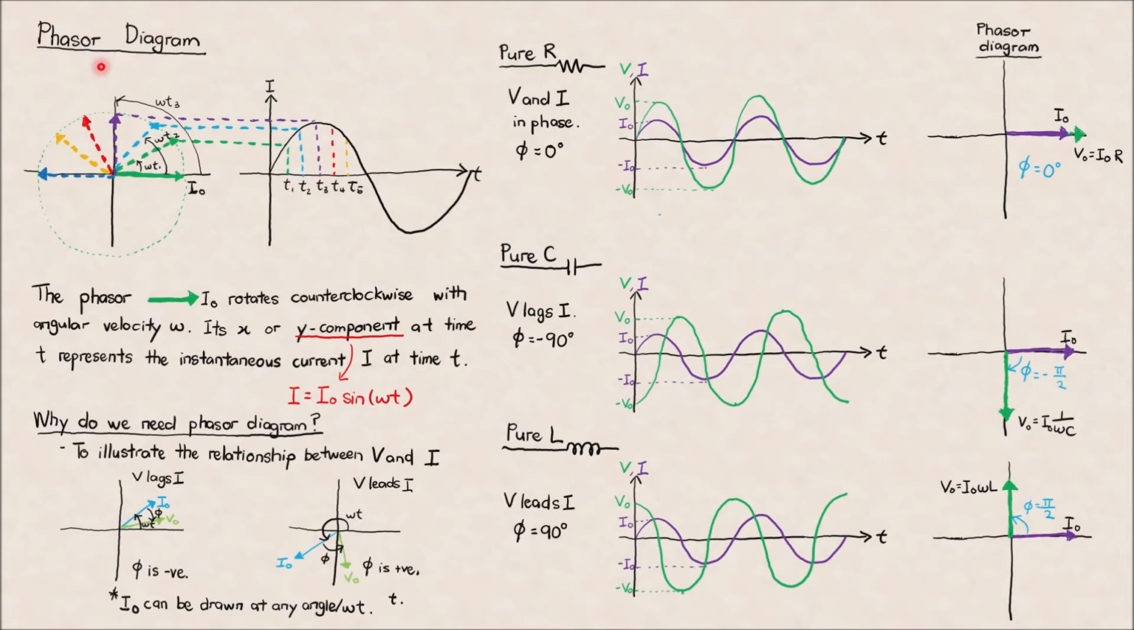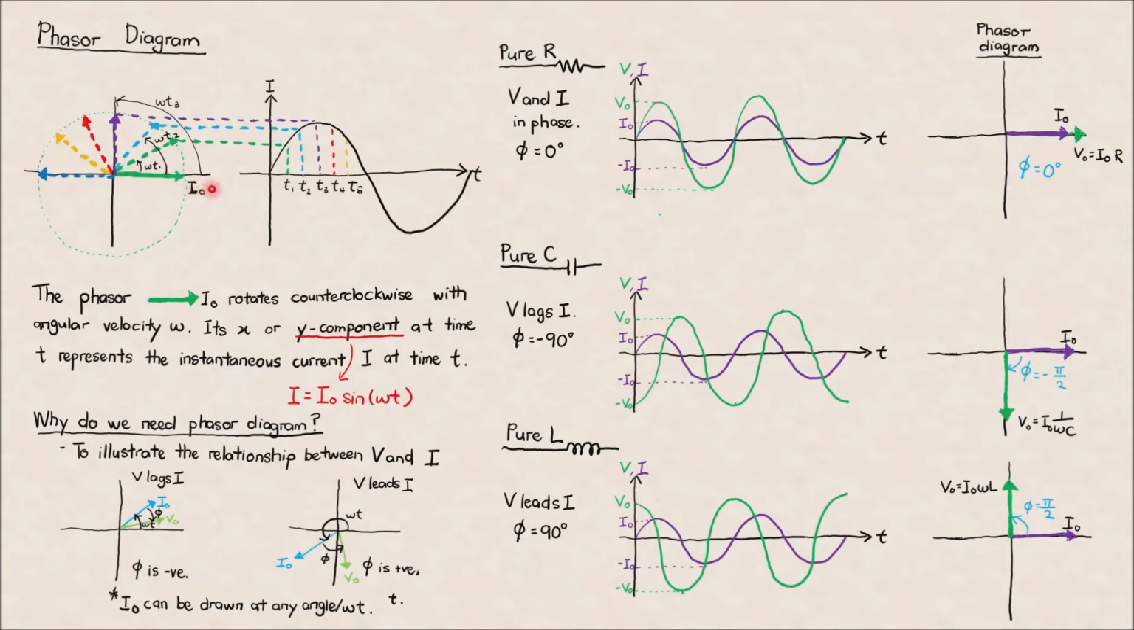So how does a phasor diagram work? A phasor diagram basically translates these two sinusoidal curves into an arrow, a vector, which we call a phasor. So phasor is the name for a rotating vector. So how does this rotating vector replace this whole sinusoidal graph over here? We have a vector, and this vector, this phasor here, we call it I naught.